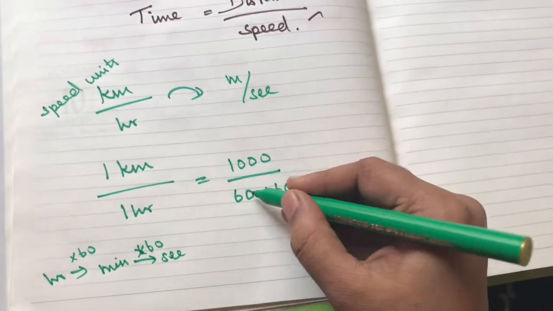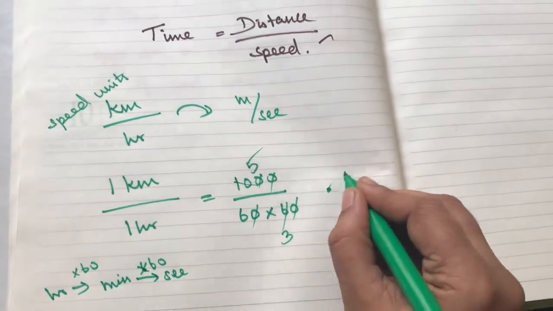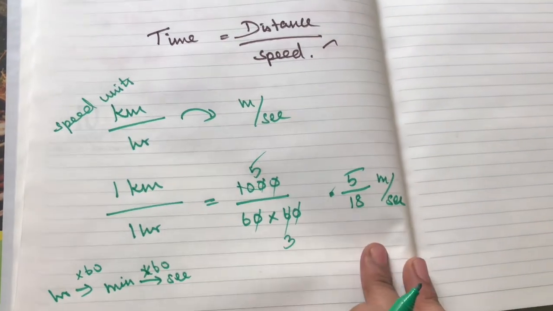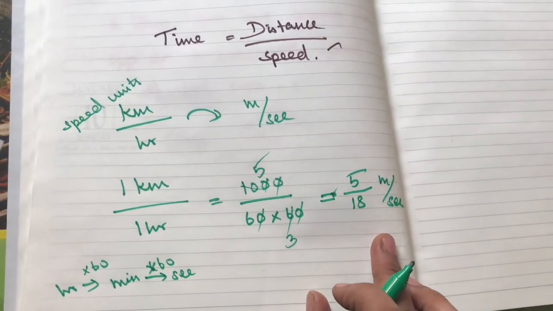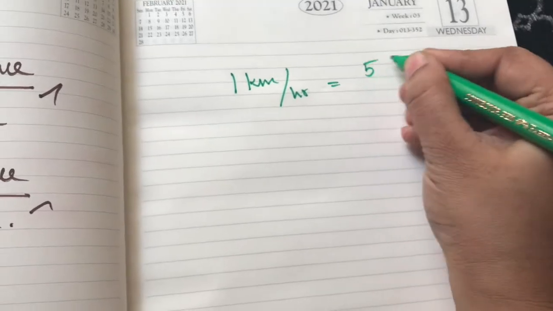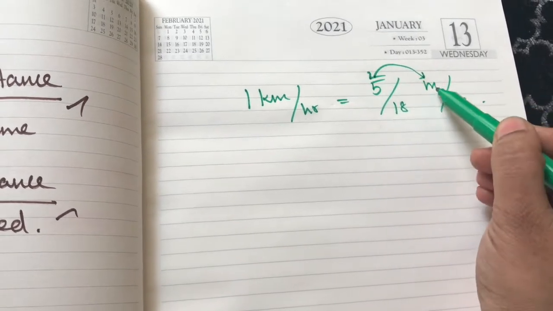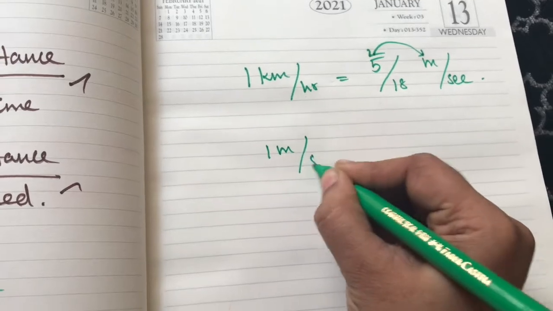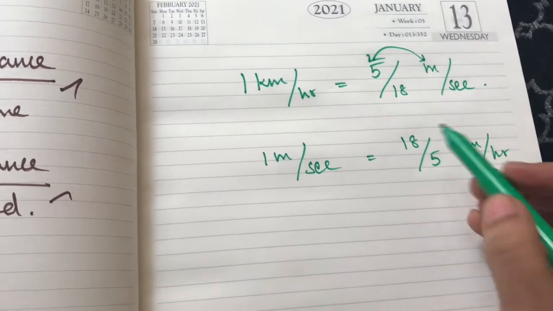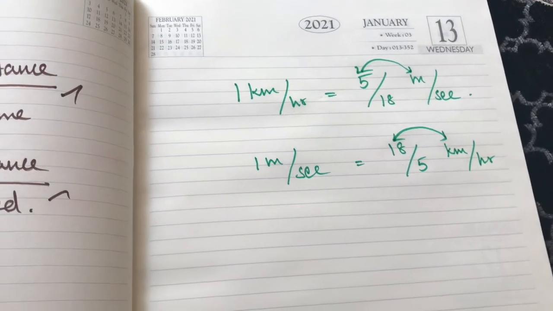So from this, I can easily say 1 kilometer per hour will be equal to 5 by 18 meter per second. I will always remember the smaller number to the smaller unit. If I say 1 meter per second will be equal to 18 by 5 kilometer per hour, right? So here you can see bigger number to the bigger unit. So I easily remember like this. So this is the main point.